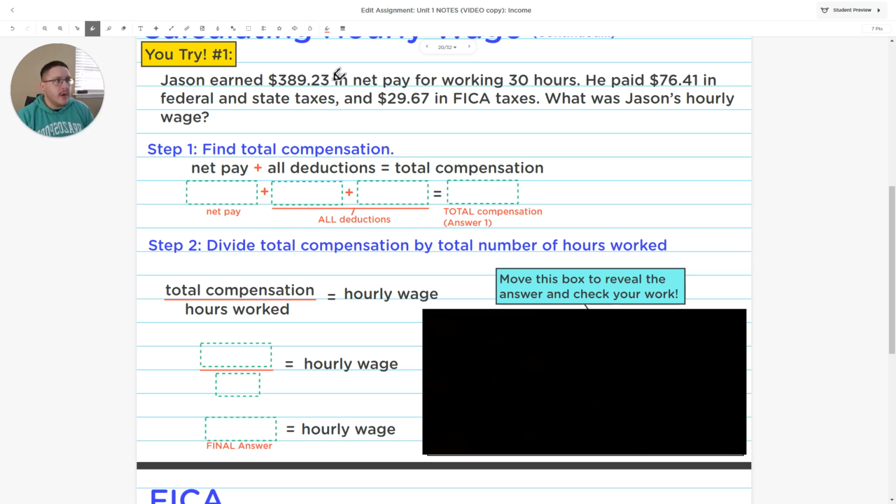So Jason earned $389.23 in net pay. He had to pay $76.41 in federal and state taxes and $29.67 in FICA taxes. So to find the total compensation, it's $389.23 plus $76.41 plus $29.67.